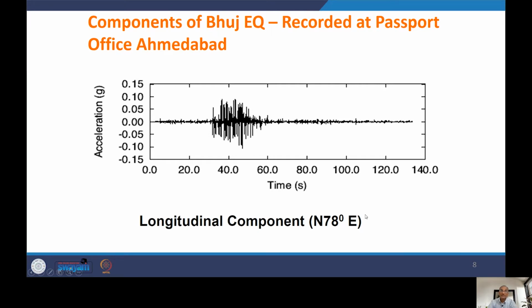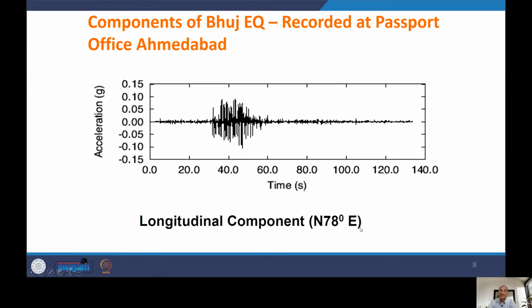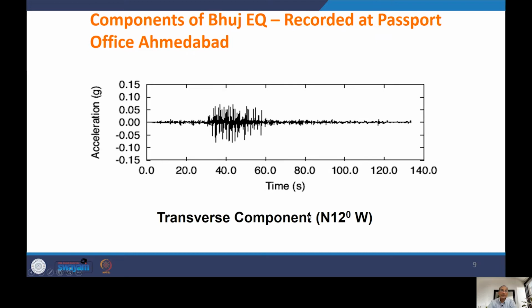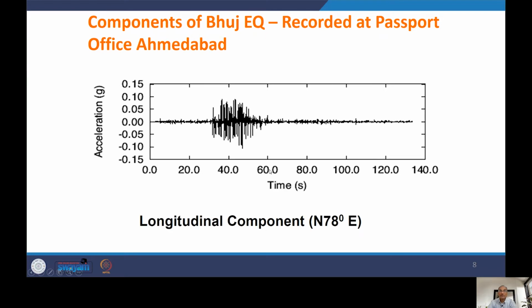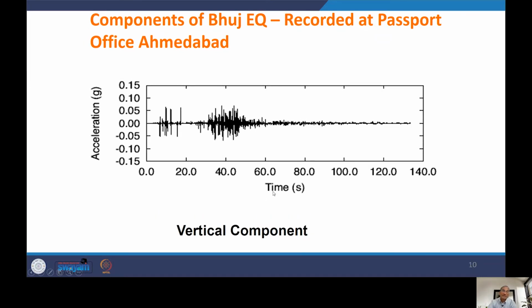Another horizontal component is the lateral or transverse component, that is N 12 degree west. That means between the previous one and this one there is a 90 degree angle. They are perpendicular to each other, but both are horizontal. Here again you have an acceleration time history, and the peak is less than 0.1. So out of these 2 horizontal components, the longitudinal component will be governing because it has the higher value. Then the third one is the vertical component. Again, you can see that the peak acceleration is further smaller.